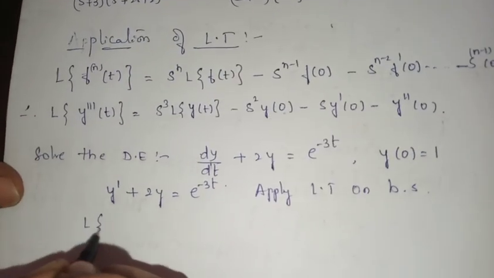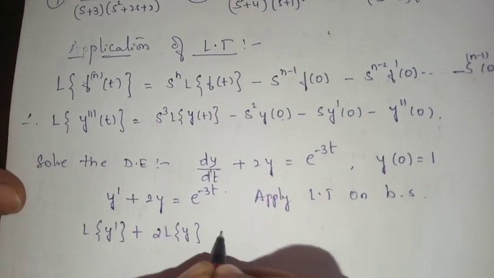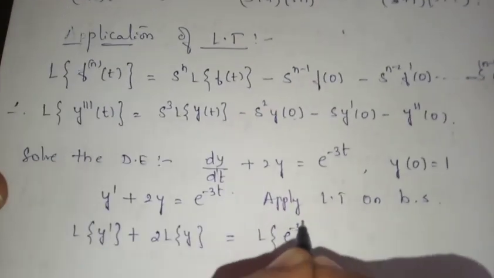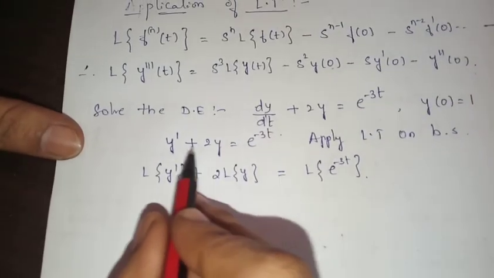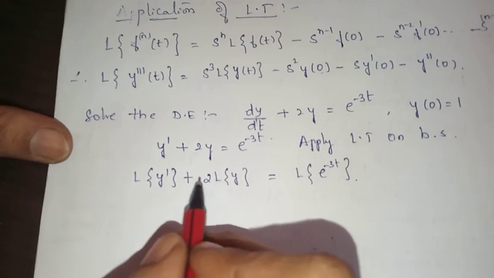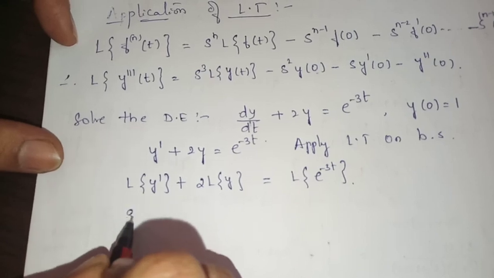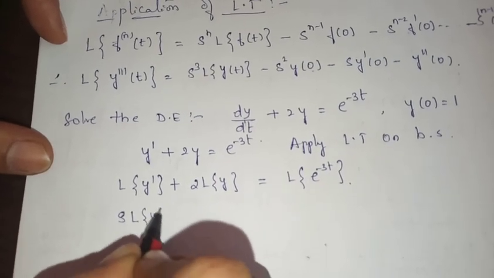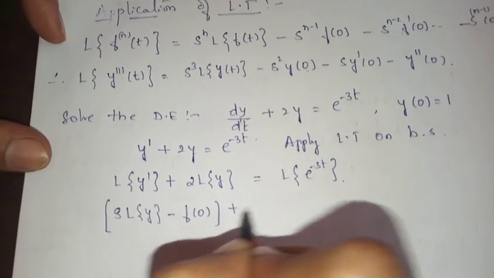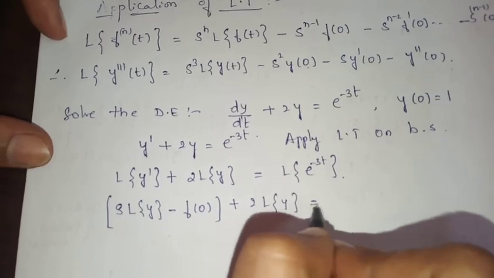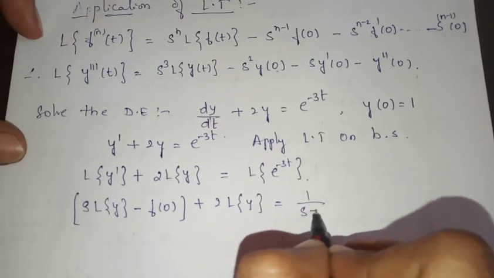So you get Laplace transform of y dash plus 2 times Laplace transform of y is equal to Laplace transform of e to the power minus 3t. Here I am directly applying Laplace transform to each and every term because Laplace transform satisfies the linear property. Now according to the property of nth derivative, Laplace transform of y dash will be just s into Laplace transform of y minus y of 0, plus 2 times Laplace transform of y is equal to Laplace transform of e to the power at, which is 1 by s minus a. So this is 1 by s plus 3.